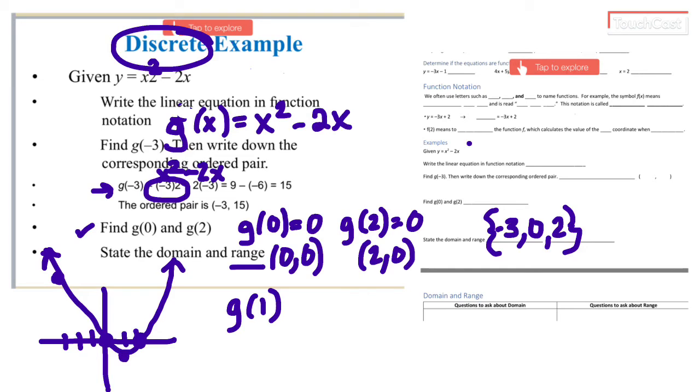But what I should have done is not connected all of these because this is supposed to be a discrete example where we just have certain x and what x values actually produce. And they are individual points. Now, if it wasn't a discrete example, then you could connect them and it would be parabolic.